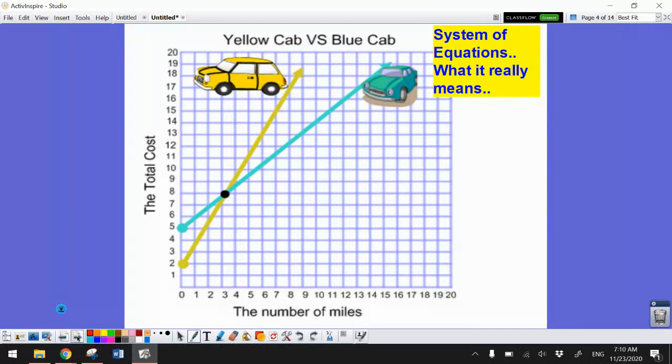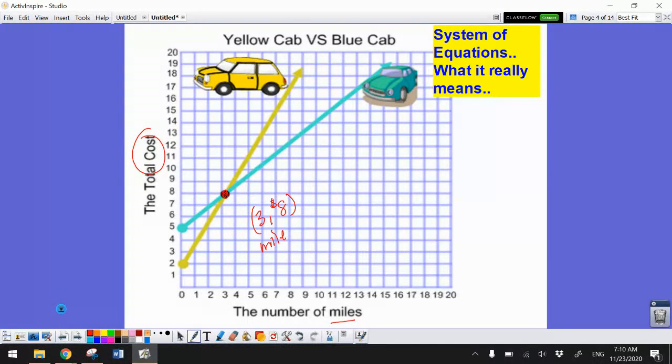Okay, let's take a look at an example of a system in real life and figure out what the whole purpose of looking at something in a visual model would be. So I've got these 2 taxi cabs, the yellow cab and the blue cab. And I see that they intersect at this point right here, which happens to be (3, 8). Okay, so the 3 is miles, and the 8 is money.